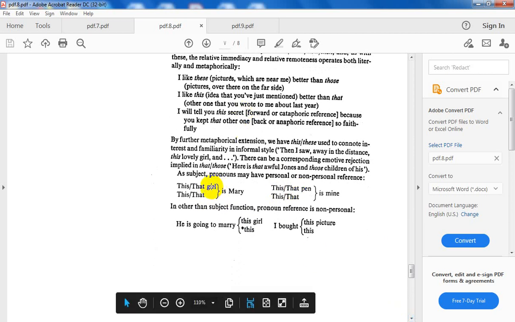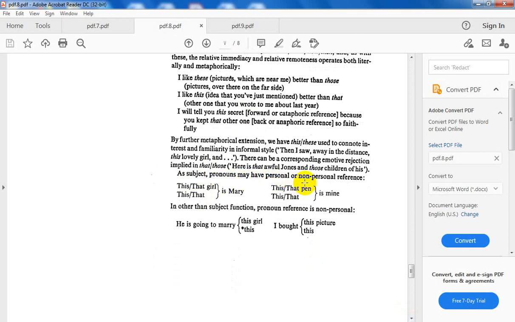But please pay more attention to this rule. As subjects, pronouns may have personal or non-personal reference. This girl, that girl: here the subject is Mary, so it is personal. Okay. That pen is mine: here it is non-personal. Here you see this as determiner: this girl, this functions as determiner. Like I can say this is Mary, that is Mary. I have no problem. This girl is Mary, this is Mary. That girl is Mary, that is Mary. They function as subject. This pen is mine, this is mine. That pen is mine, that is mine. Here it is non-personal.